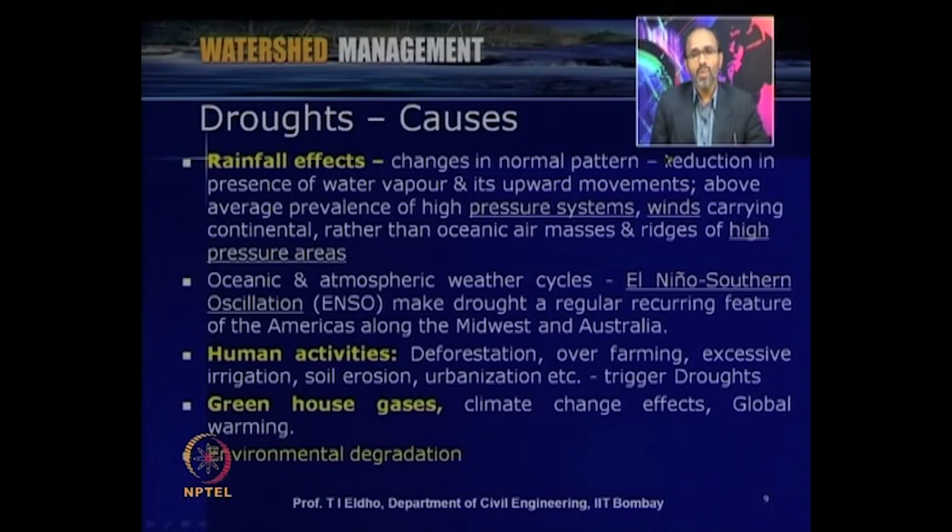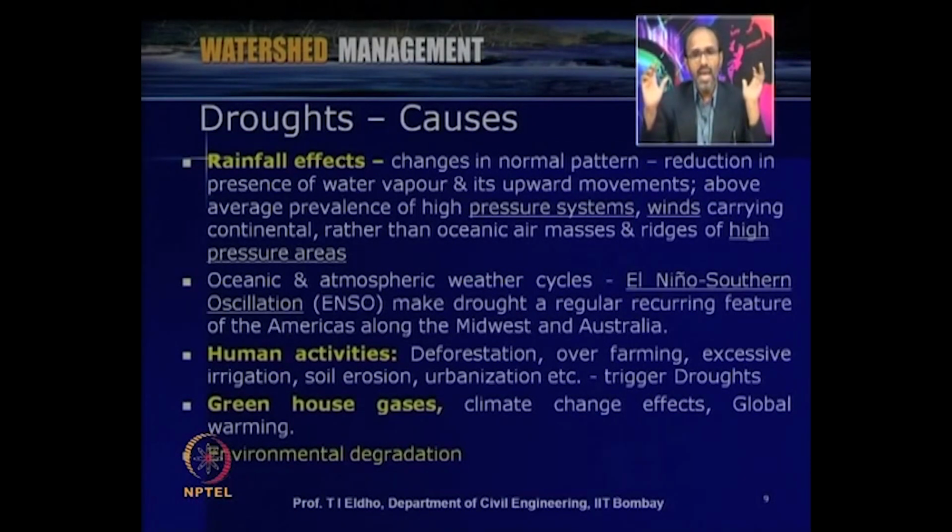So, rainfall effects can be changes in the normal pattern, like reduction in presence of water vapor and its upward movements. Sufficient water vapor should be there and there should be upward movement, only that way rainfall takes place, and if it does not take place, then rainfall will be affected. And above average prevalence of high pressure systems, then winds carrying continental rather than oceanic air masses. Oceanic air masses mean there will be more vapor in the air masses, but if it is coming from continental, then there will be less vapor. So, the possibility of rainfall will be reduced, and then ridges of high pressure areas. So, the main cause is less rainfall taking place, and these are some of the causes of the rainfall effects.